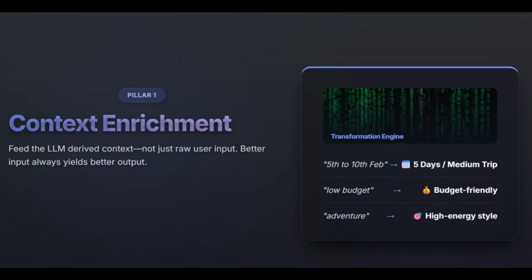Every agentic workflow is built on 3 pillars. This is pillar 1, context enrichment. Before the AI starts thinking, we upgrade the input. Raw inputs like 5th to 10th Feb are ambiguous, so we convert them into structured meaning like a 5-day medium trip. Low budget becomes a clear travel intent. The idea is simple. The LLM should not struggle to interpret, it should focus on solving. So instead of passing raw text, we pass derived context. Because better input directly leads to better output.